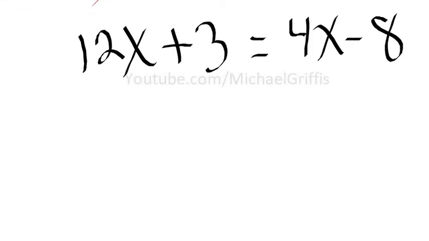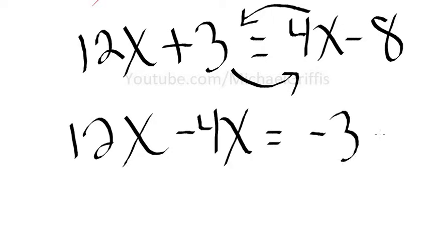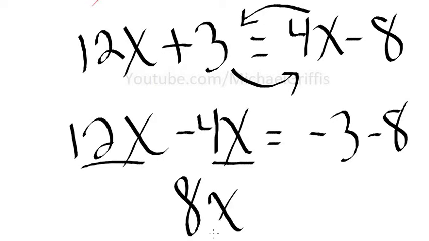Now what? Let's take the 4x over here and the 3 over there. How's that? Do it all in one swoop. 12x minus 4x is equal to negative 3 minus 8. Negative 3 minus 8. So, like terms, 12 minus 4 is 8x is equal to negative 11.